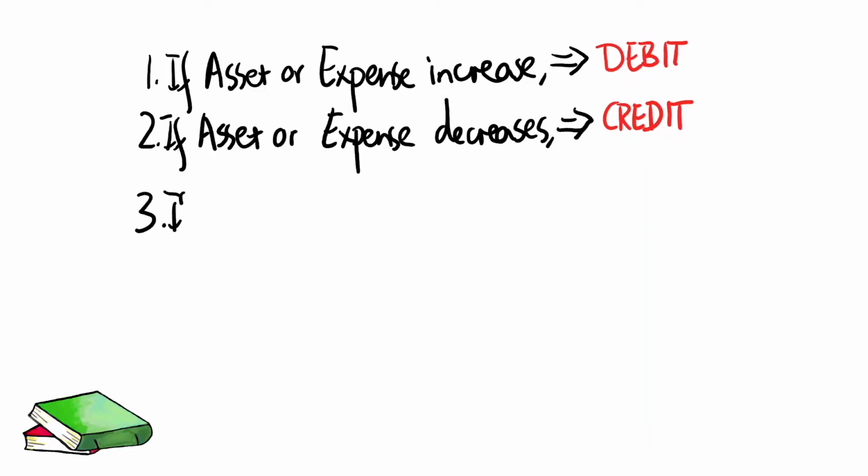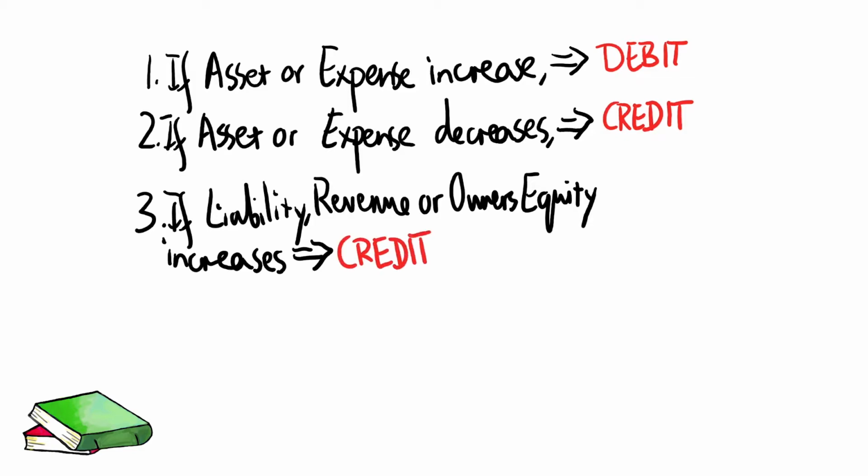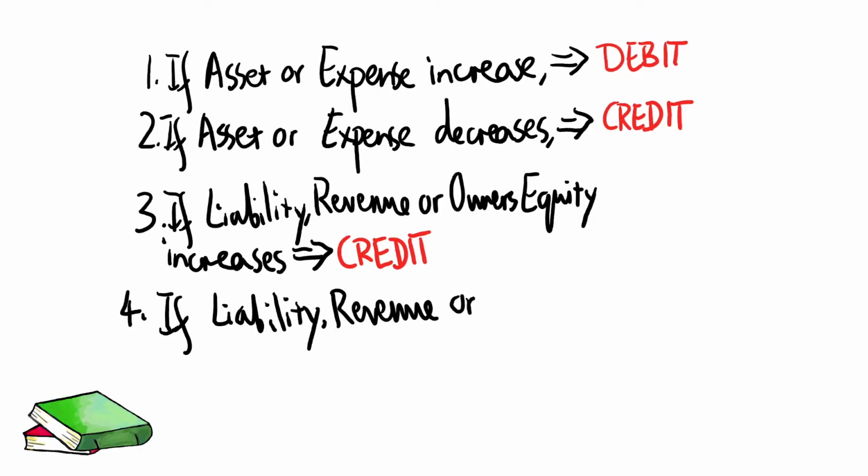Now, if a liability, revenue, or owner's equity increases, we credit that. So it's the opposite of the asset and the expense. And lastly, if our liability, revenue, or owner's equity decreases, we debit it.